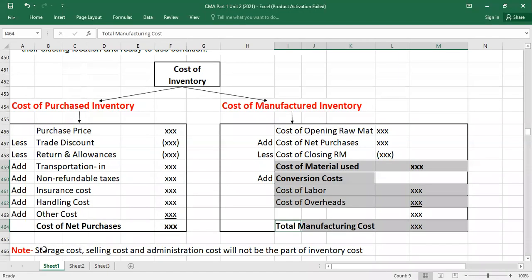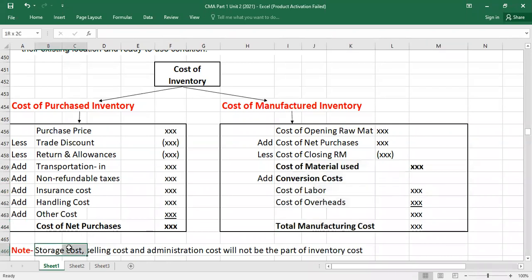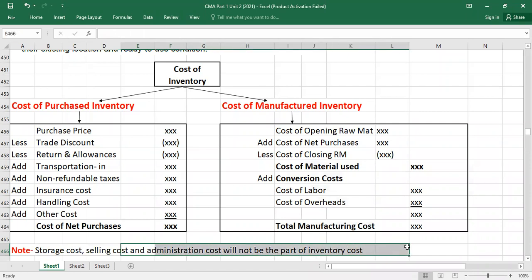Here you have a really important note. Please note the storage cost, maybe the cost of a warehouse or godown where you are storing your inventory, or selling cost, maybe the cost which you will incur to sell the product, like advertisement cost, etc. Or the administration cost will not be part of inventory cost.